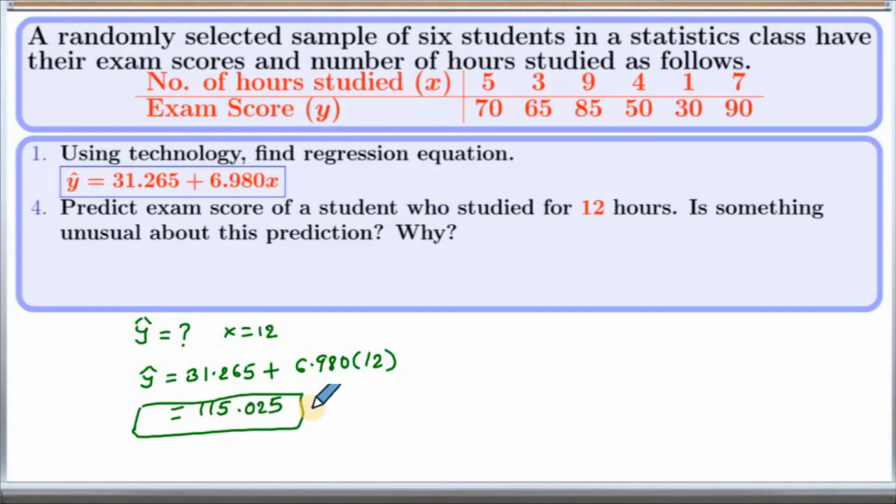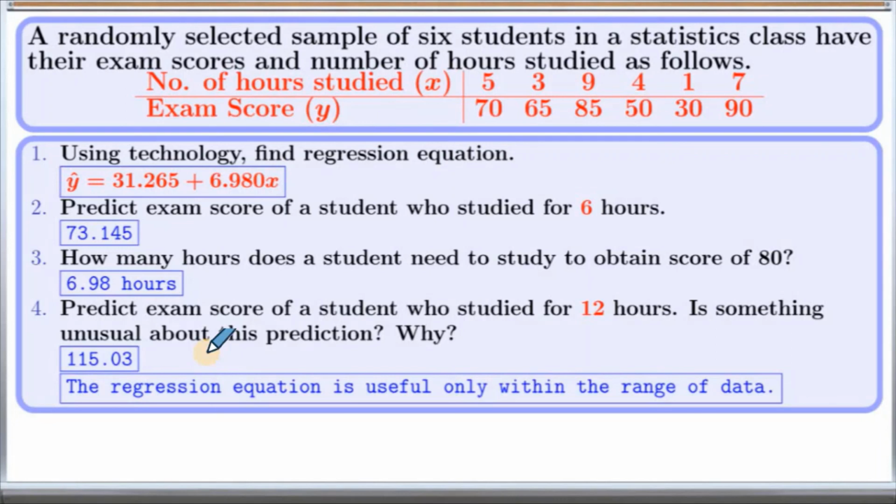Now, when we do this math, we get y hat equals 115.025. So looking at this y hat value here, we know it is unusual. For someone who studied for 12 hours, a score of 115 is too high, especially if full points was 100 in the test. A score of 115 would be impossible. This is because any regression equation can be used only within the range of given data. Here I have listed all the answers to these questions that we just worked on.